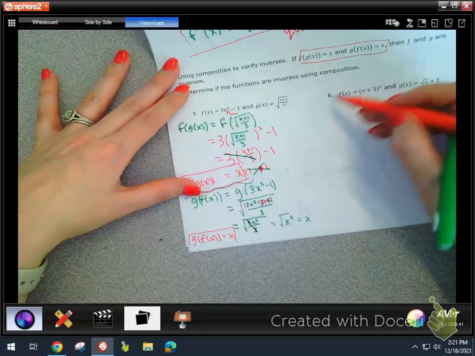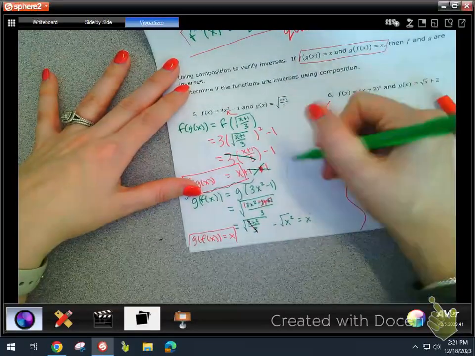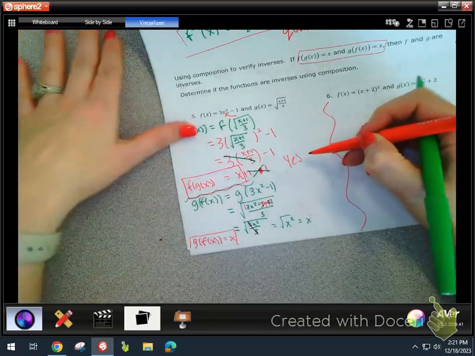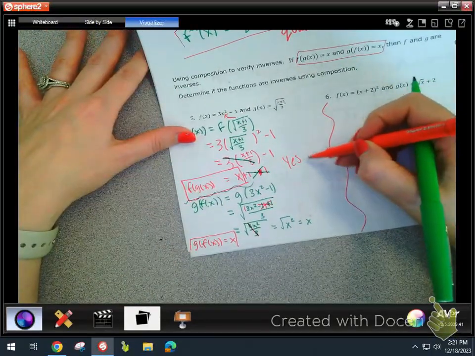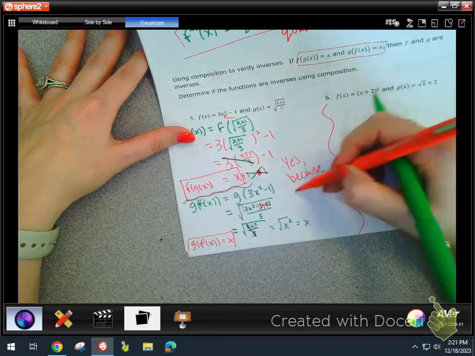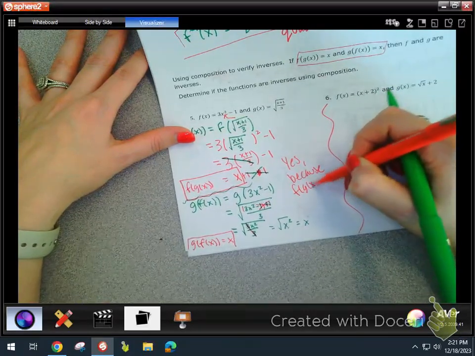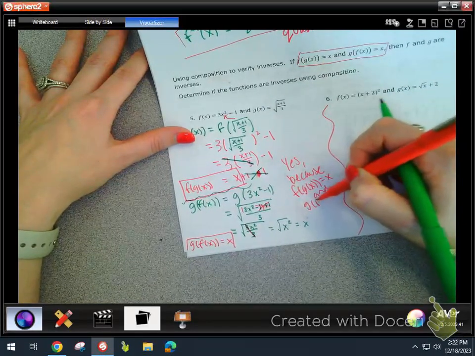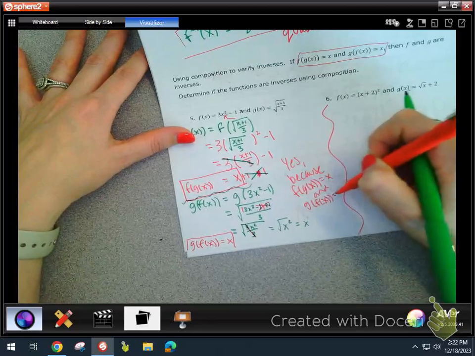And so are they inverses? Why? Both of those compositions equal x. Because f of g of x equals x and g of f of x equals x.